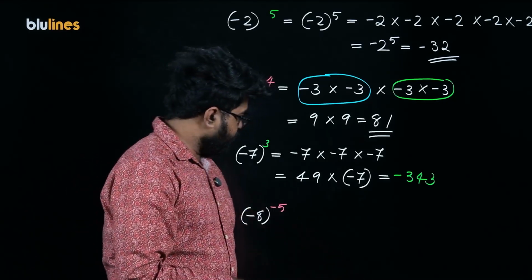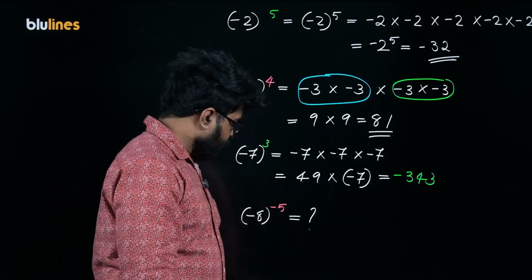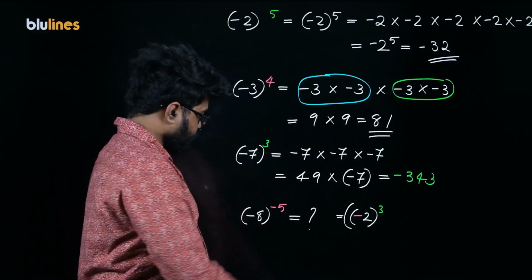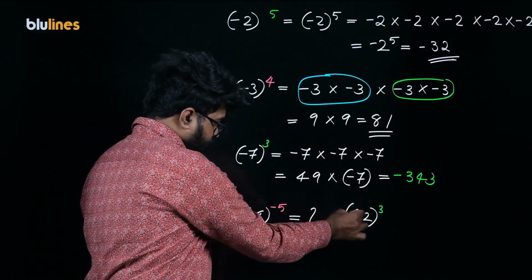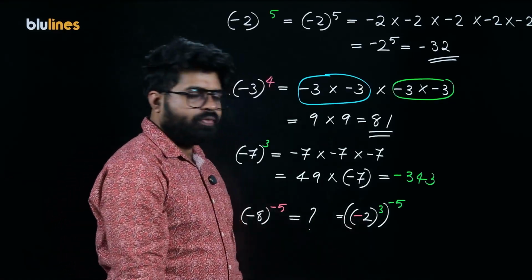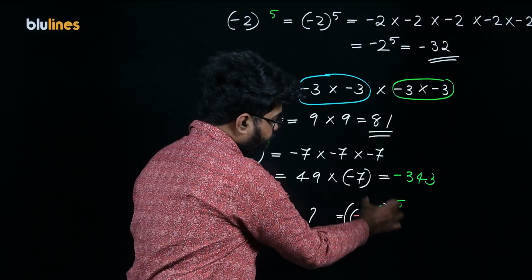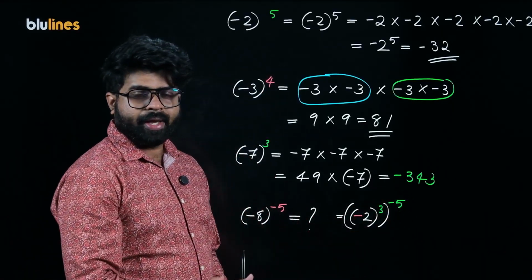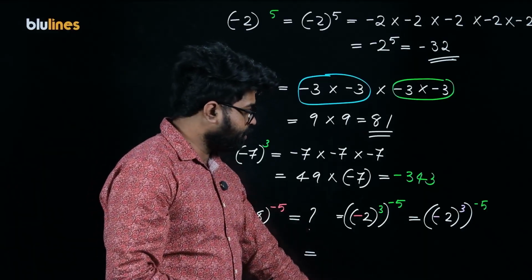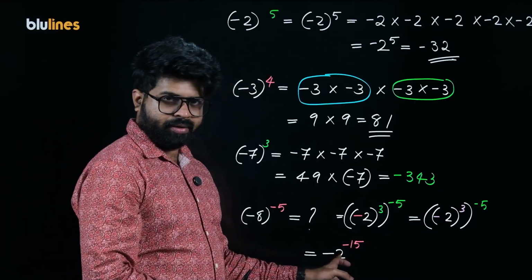So, now let us evaluate (-8)^(-5). We know that -8 can be written as (-2)^3, because we have a negative term. So, I can express it as ((-2)^3)^(-5). Now, this is of the form (a^m)^n, which is equal to a^(mn). So, we have (-2)^(-15), since 3 into -5 is -15.